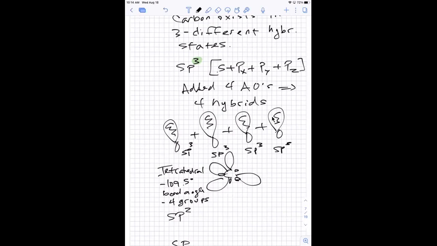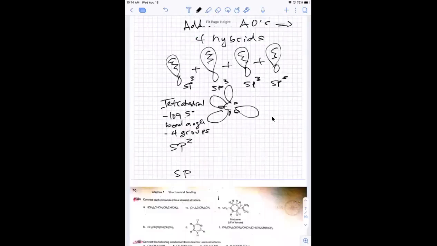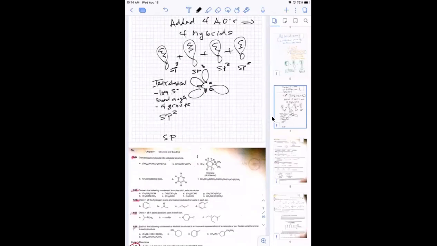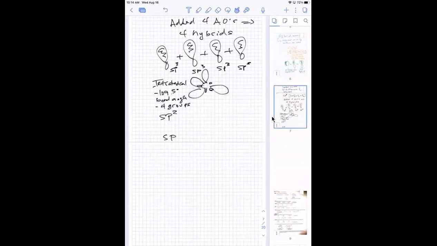All right. So that's the sp3 hybridization state. And then the sp2, if we were just using logic, what do you think the 2 means in sp2? 2 P's. 2 P's added to 1 S. Very good. Who said that? Nadia. Okay, thank you.